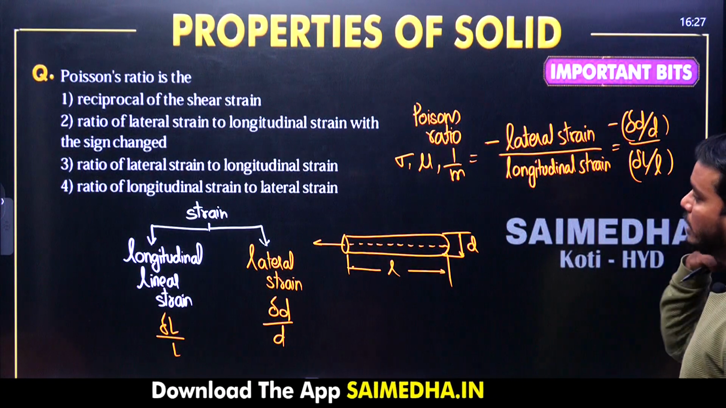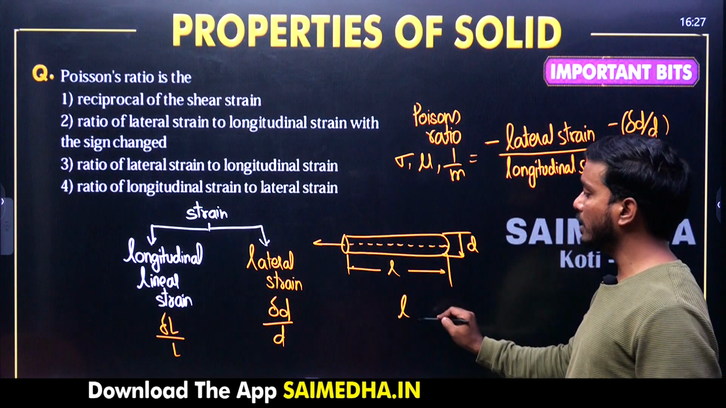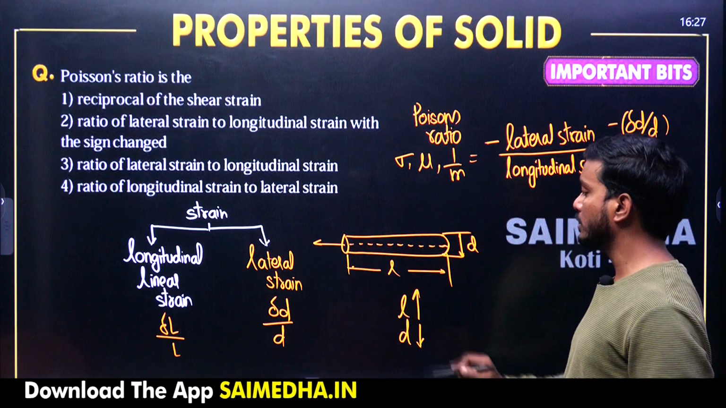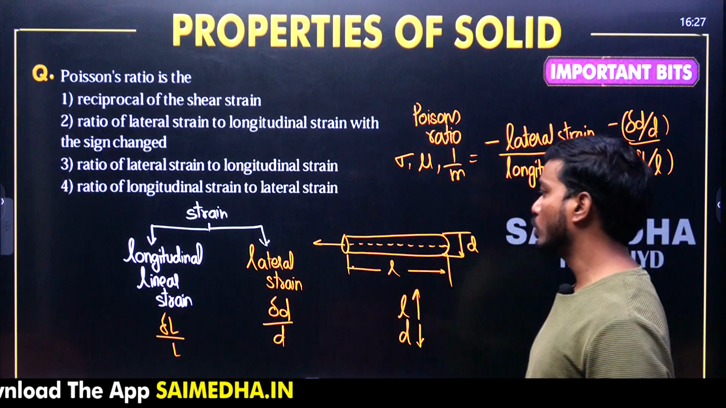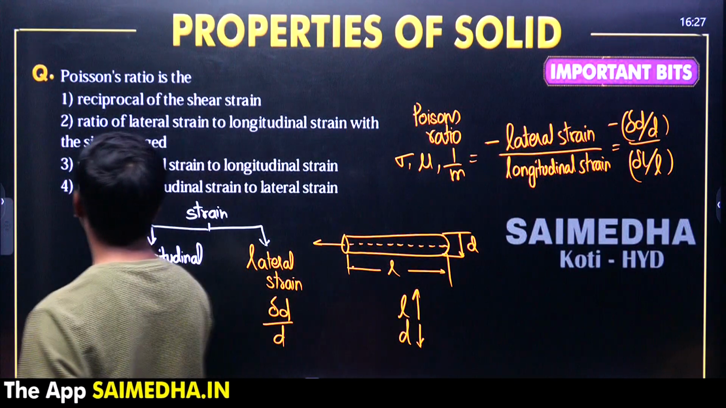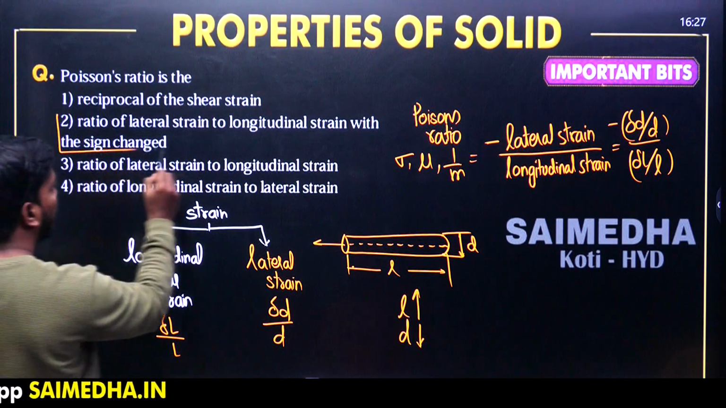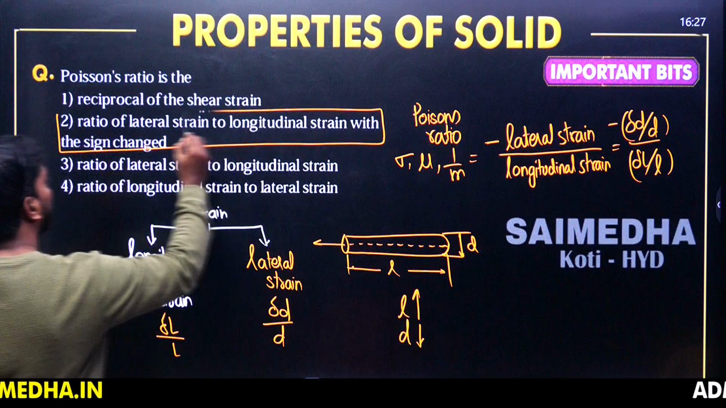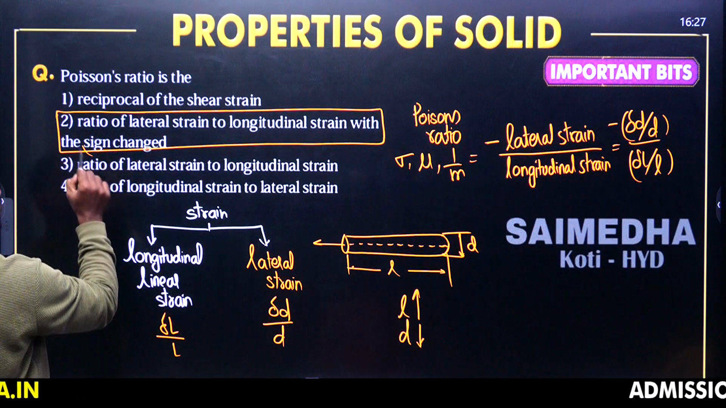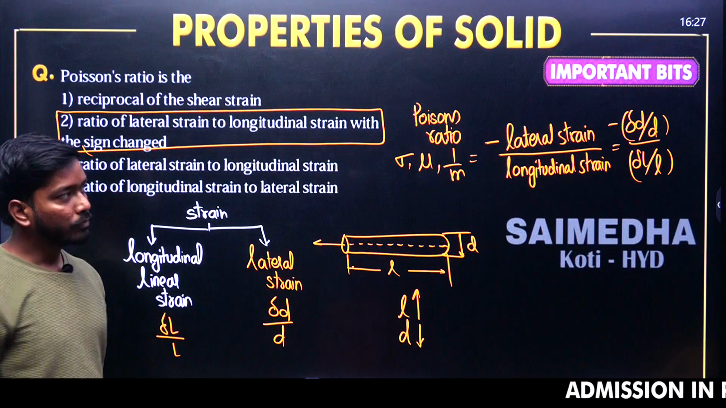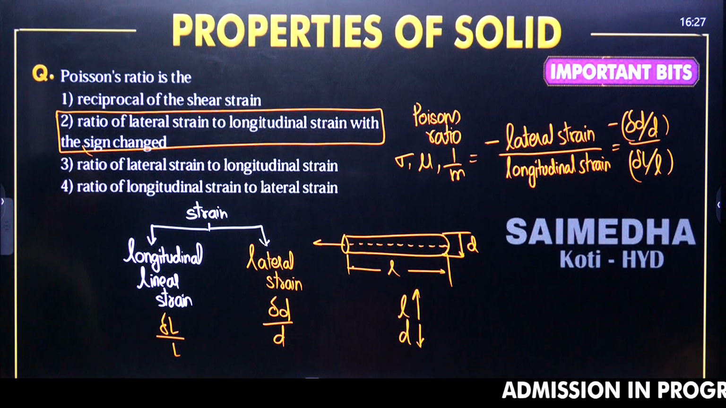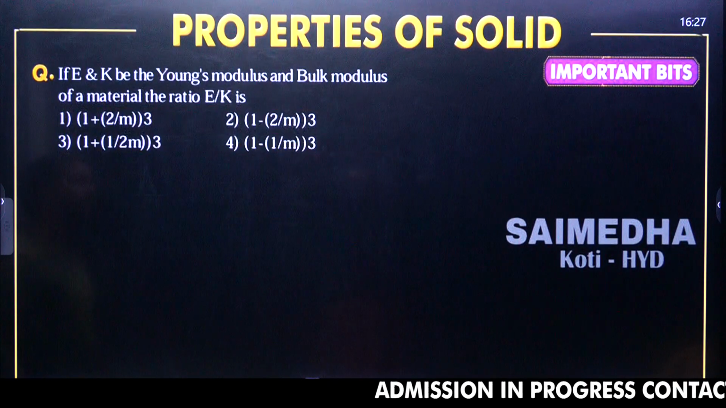There is a sign change. Why did the sign change? Because here length increases and diameter decreases, so one is positive, the other one is negative, so overall the sign will be negative. So what is the answer going to be? Ratio of lateral strain to longitudinal strain with a sign change. Focus on this one, the sign change. Okay, minus. That would be your better answer. Moving on to the next question.